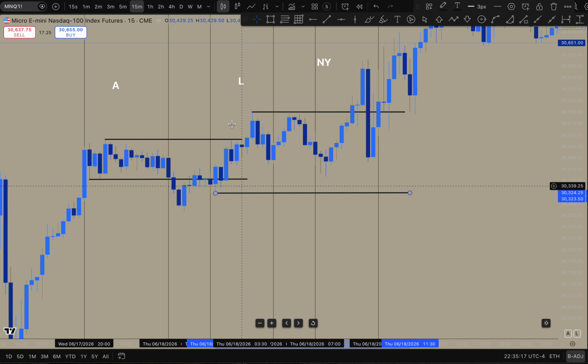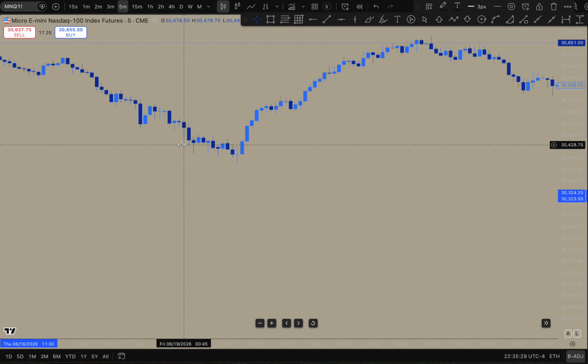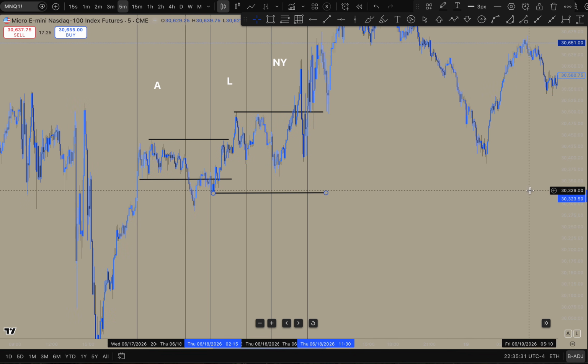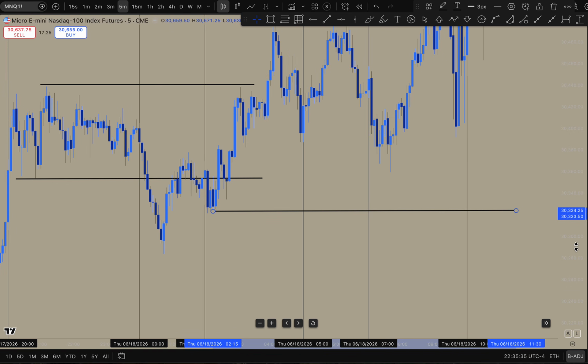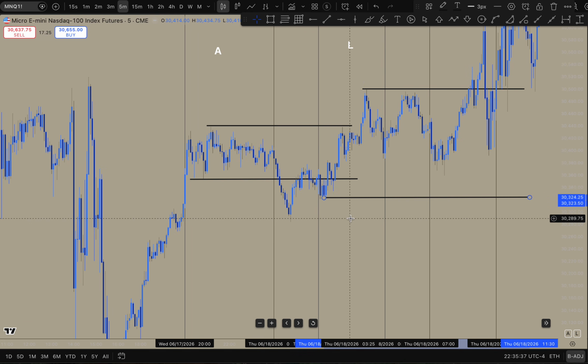I'm going to look for a place where London's price crosses Asia's price, where they interact. And so I see right off the bat, London right here got lower than Asia's price. So I'm going to drop down to my 5-minute and take a closer look in this session and see if I can enter into a trade. This is how you determine if you can enter into trades in certain sessions.